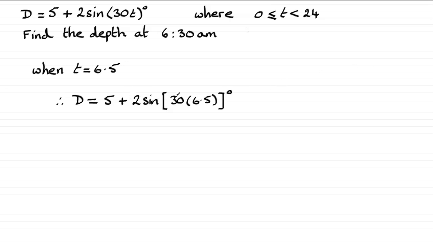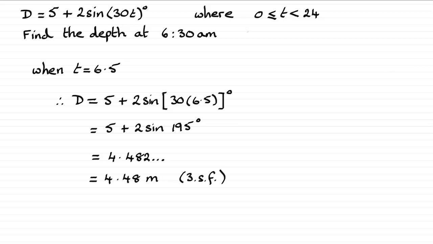d equals 5 plus 2 sine of 30 times 6.5. That comes out to the sine of 195 degrees here. Make sure your calculator's in degrees mode. Work this out and you'll find that you get 4.482 and so on. Round it to 3 significant figures or 2 decimal places and you're going to get 4.48. Don't forget the units though, the depth is given in metres. And there you go.